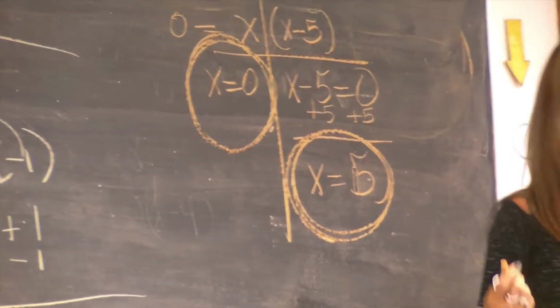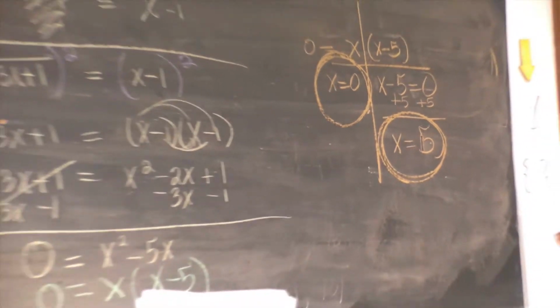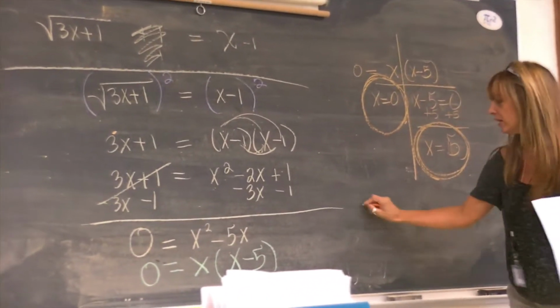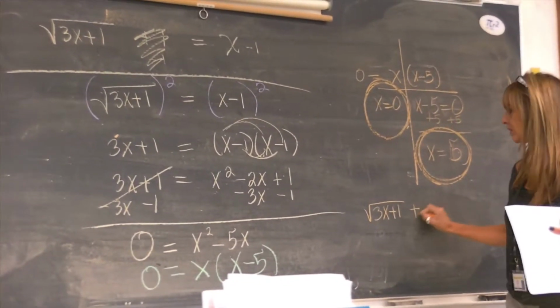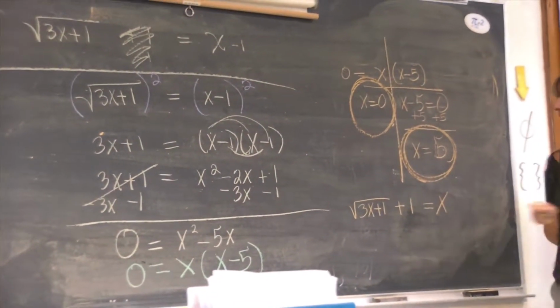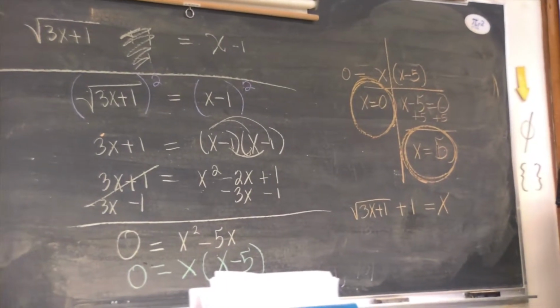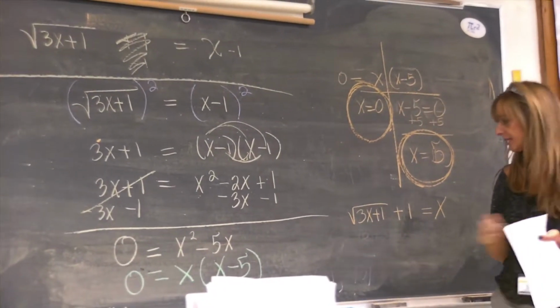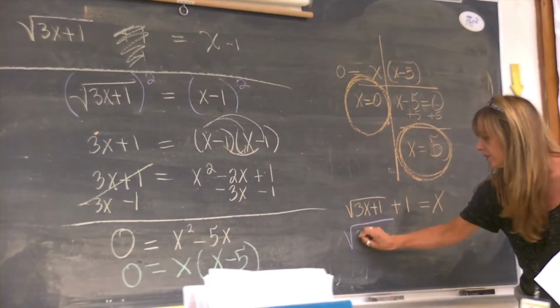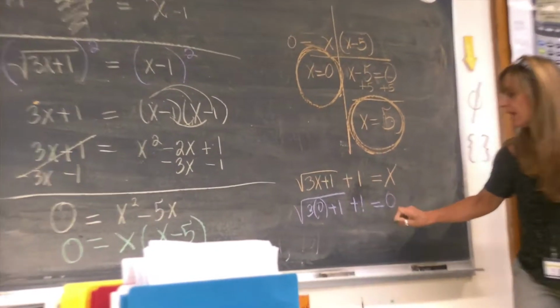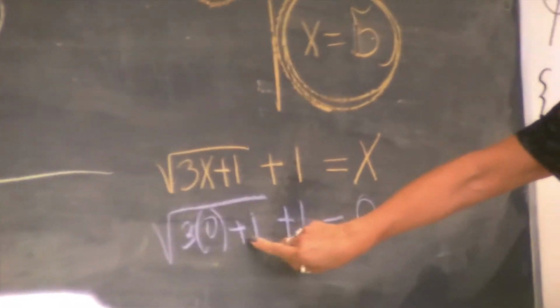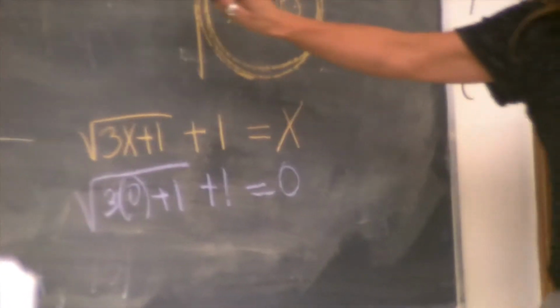Will they both work? I don't know. We got to go back to the original. The original problem looked like this. Now I got to check 0. So I'm plugging a 0 in for the x. 3 times 0 plus 1, plus 1 equals 0. The square root of 1 plus 1. Does it work, 0?